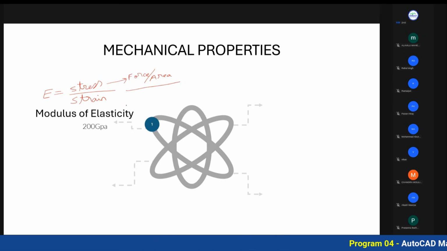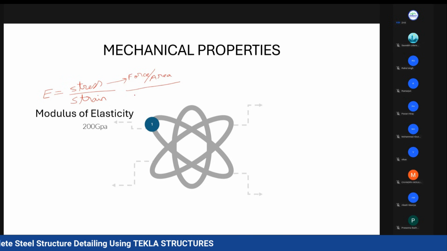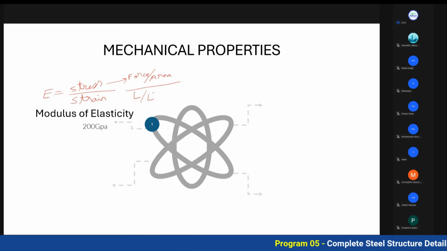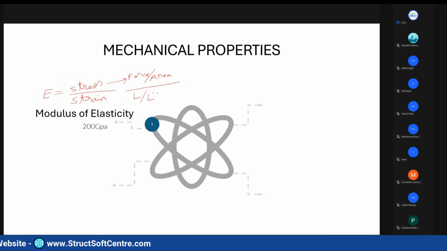Original length by the final length. So you can just say change in length, or original length by final length. L by L dash. This is the ratio of your original length by your final length. Change in length by your final length, total length. Okay, let's denote it in a better way.